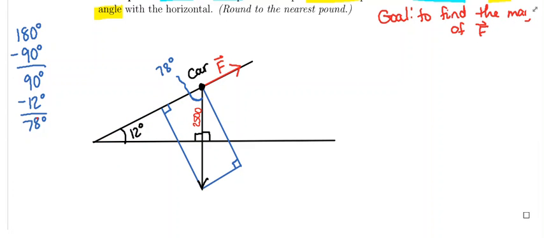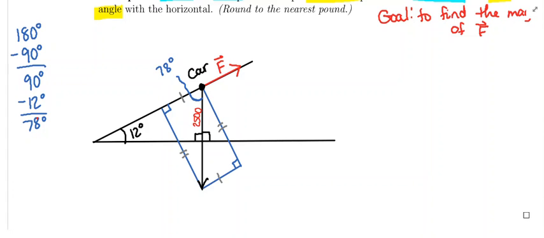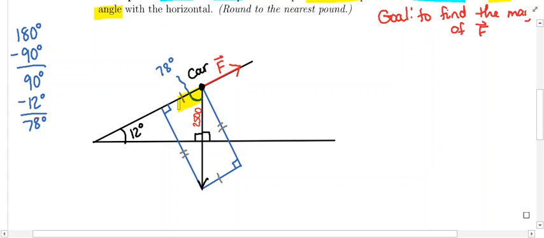This rectangle is a parallelogram. Every rectangle is a parallelogram. I have a pair of parallel lines. This is parallel to this side. This side is parallel to this side. We also know, since we're dealing with a rectangle, that this side has to equal this side and this side has to equal this side. So what happens here is we've got this rectangle and we've got this weight vector drawn in, and that splits the rectangle into two equal triangles.